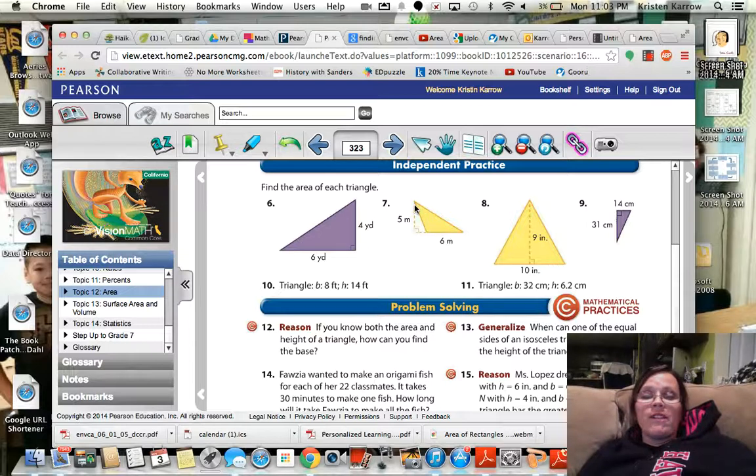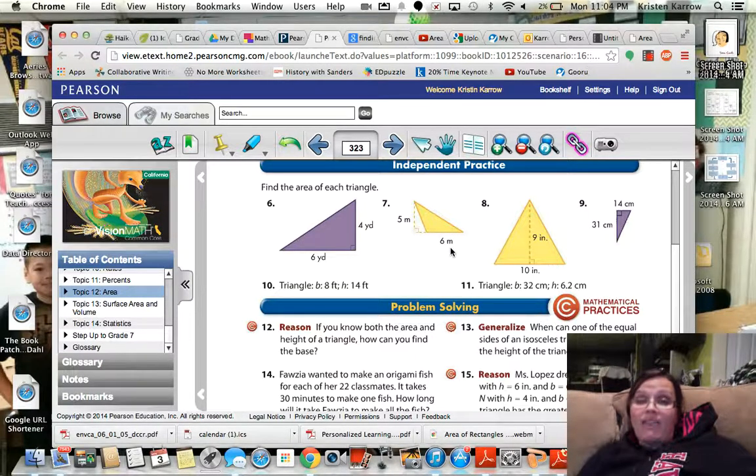Pay attention to number 7. Even though the triangle doesn't have a height that goes straight up and down at a 90-degree angle, it gave you a height off to the side, and that works as well. So your area is going to be half of the base times the height, and follow order of operations. So you're actually going to end up taking half of the base and multiply it times the height.